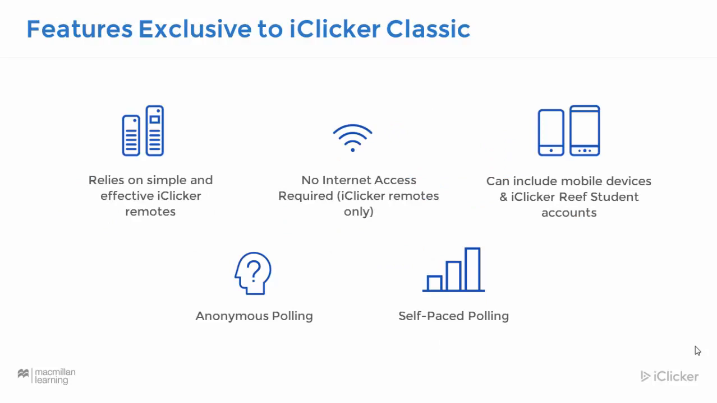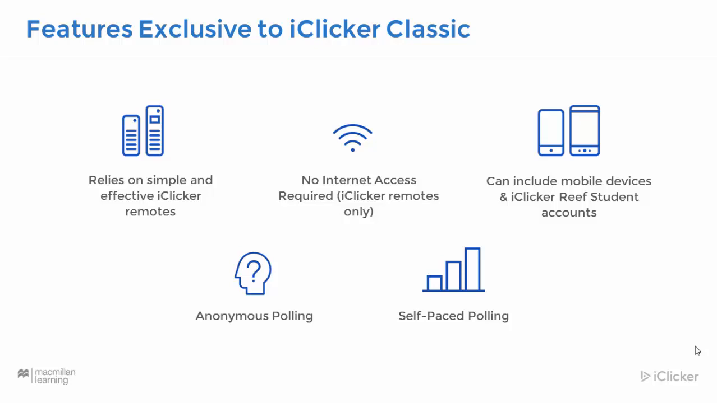So far, I've highlighted features that both iClicker Classic and iClicker Cloud share. Here, I'm going to talk about the features that are unique to iClicker Classic. iClicker Classic is our response system that relies on iClicker remotes to effortlessly collect your students' votes. iClicker Classic is an especially elegant solution in classrooms where Wi-Fi is weak or non-existent. If you are teaching in a class where the Wi-Fi is strong, you also have the option to allow students to respond to polls using mobile devices through our iClicker Reef student application.